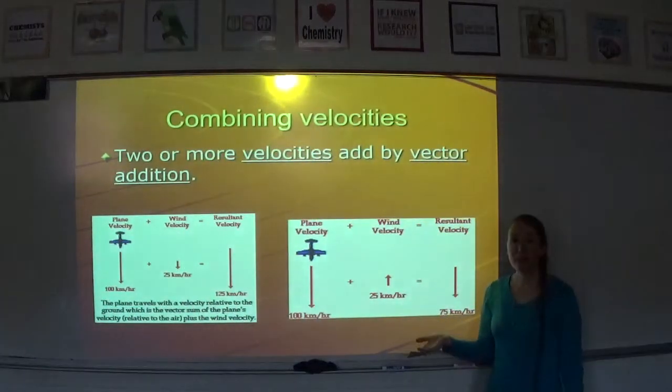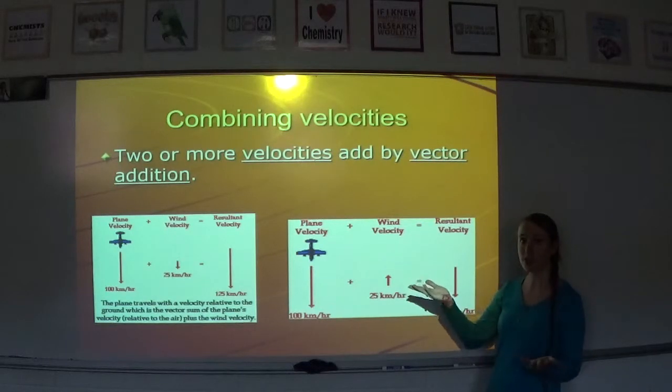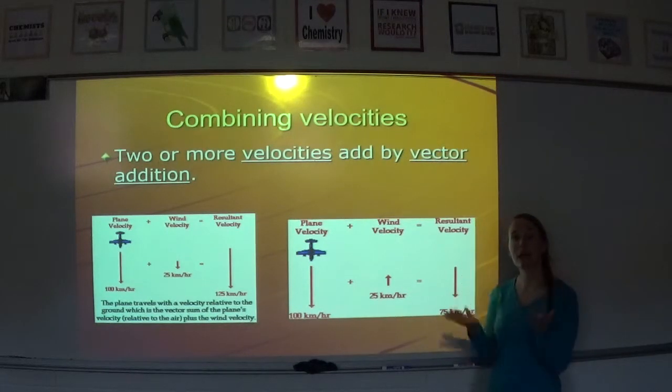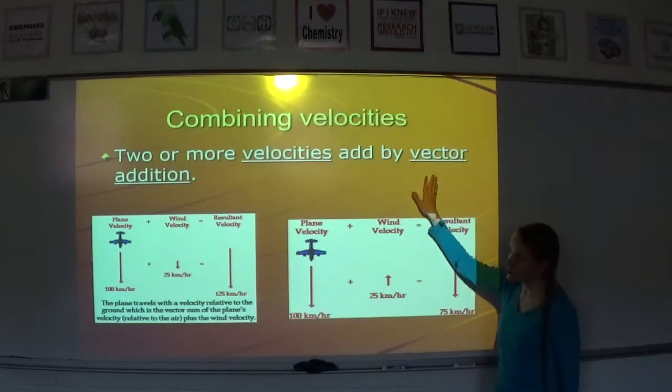So how do we combine them? Well, if you watched the section 11.1 lesson video, you saw how we add vectors. If they're in the same direction, then we add the magnitudes. If they're in opposite directions, we subtract the magnitudes. So two or more velocities add by vector addition.